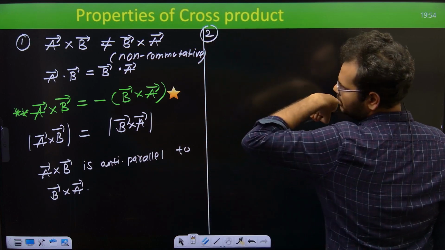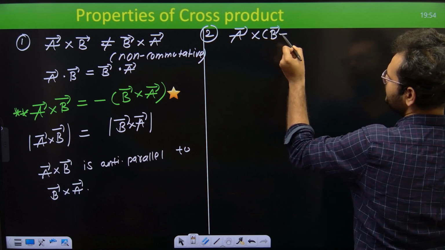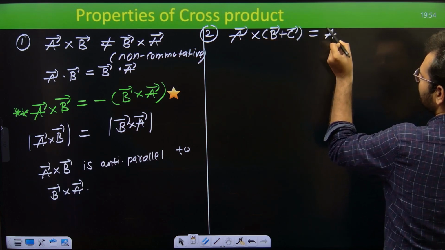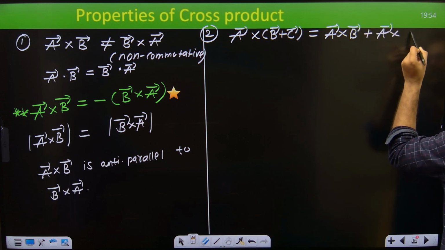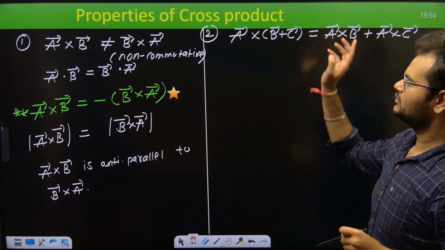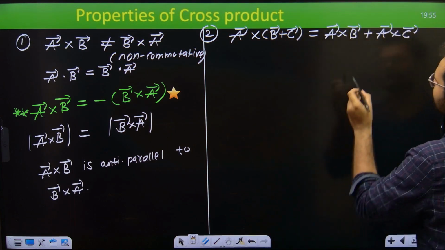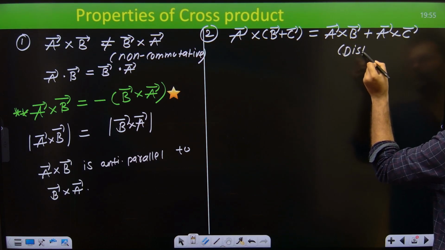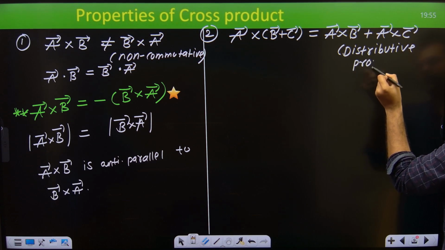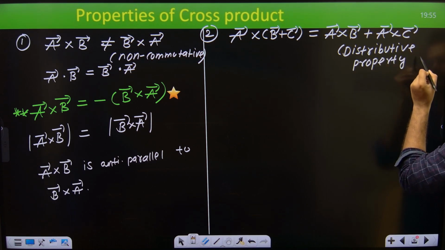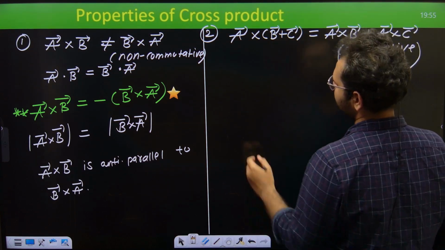Number 2 is that A cross the vector B plus C, if I do, I will get A cross B plus A cross C. Simply you can distribute this cross product inside the bracket and retain this plus or minus sign as it is, no problem. That means cross products are distributive. That means they follow the distributive property. What next, sir? Yes, there is a next.